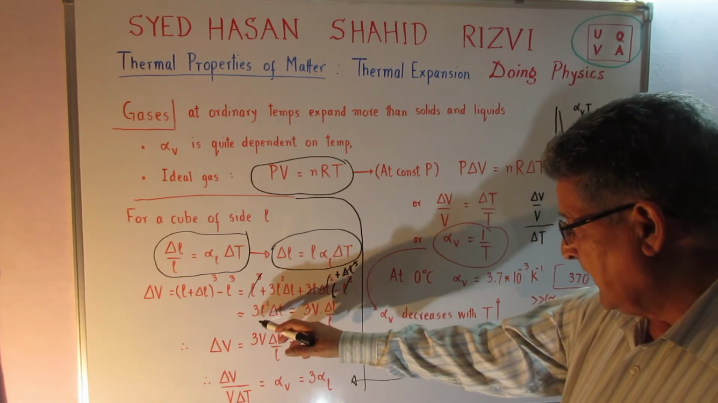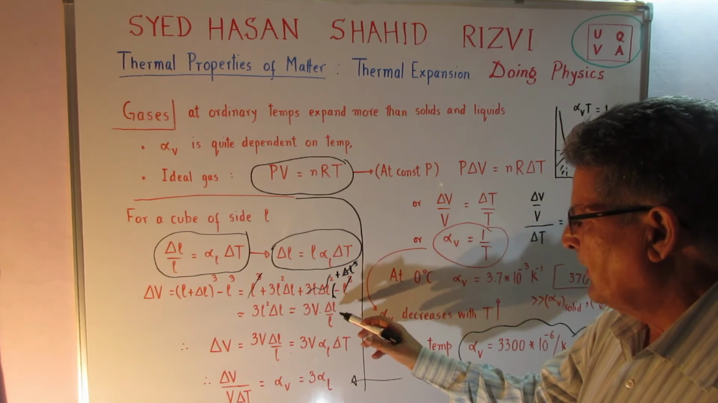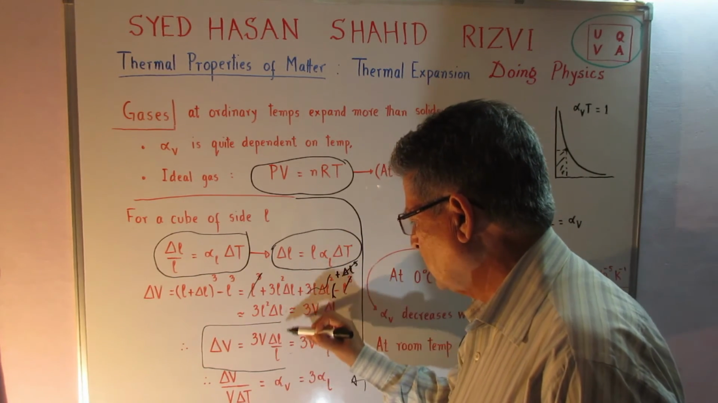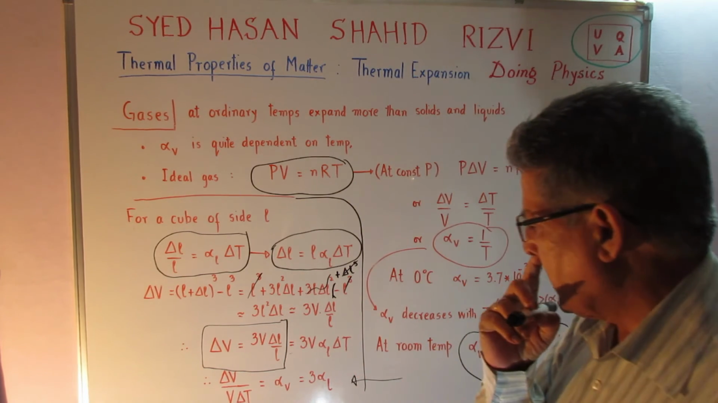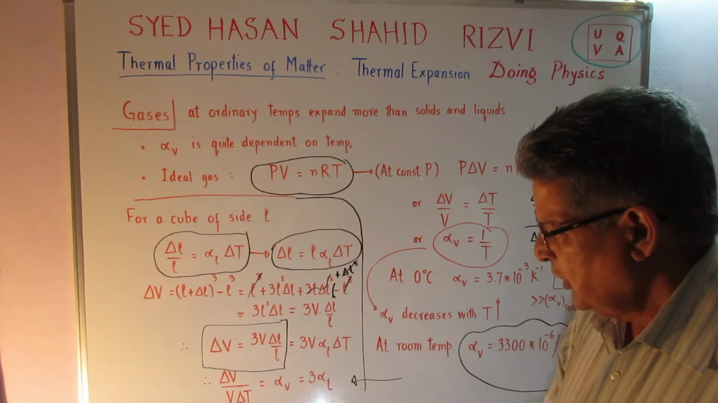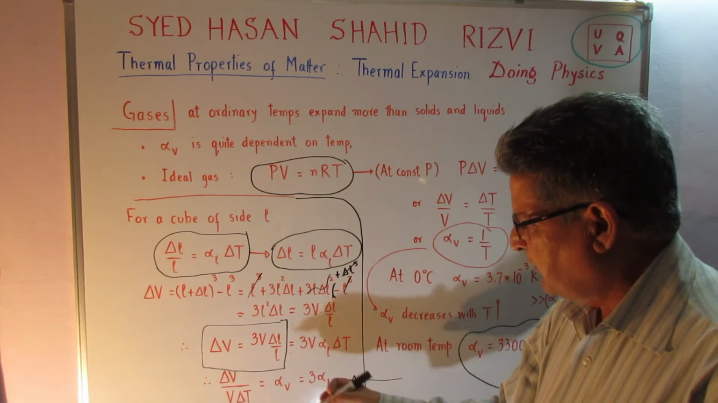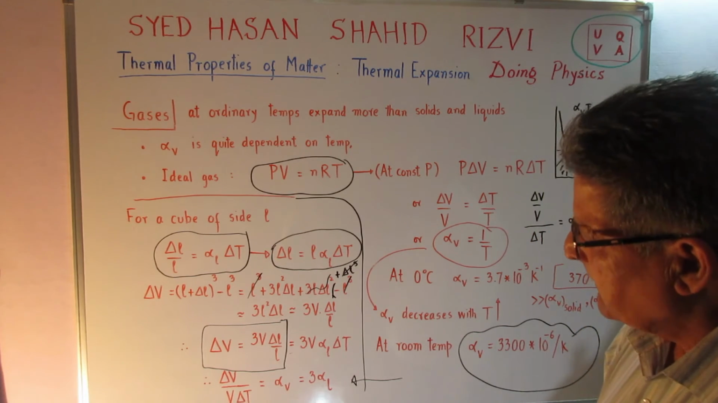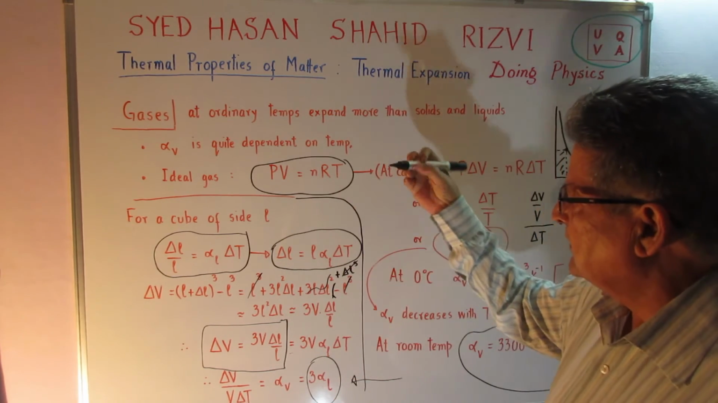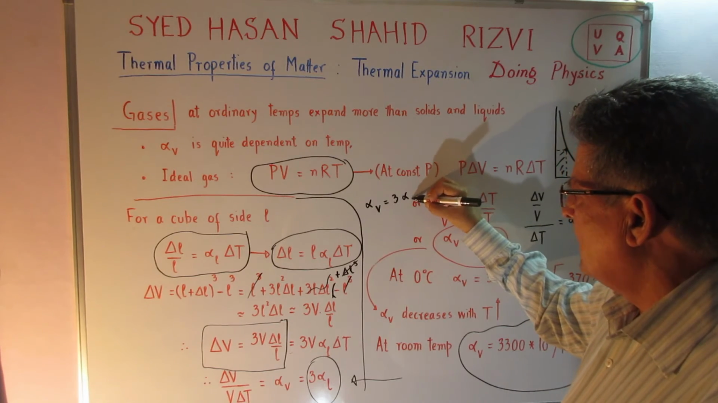Multiplying and dividing by L, I get L cubed, which is the volume, so 3V into delta L upon L. So delta V becomes equal to 3V delta L upon L, and I can write this as 3V alpha L into delta T. Therefore delta V divided by V into delta T, which we define as alpha V, turns out to be equal to 3 alpha L. So alpha V in this case, like I had shown earlier, is 3 alpha L.